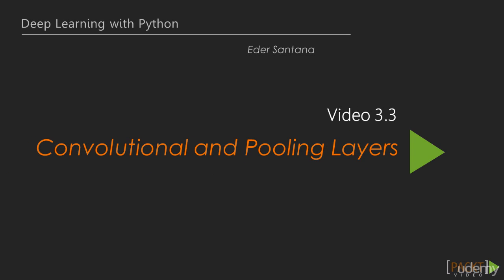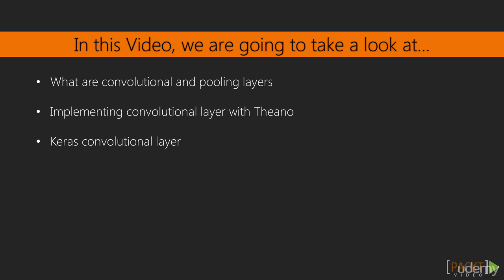This is video 3 of section 3, Convolutional and Pooling Layers. In the previous video, we defined a layer in Keras and implemented a classical neural network layer. In this video, we will talk about what convolutions and pooling are, how they work in Theano, and we will finish this section reviewing how to use them in Keras.